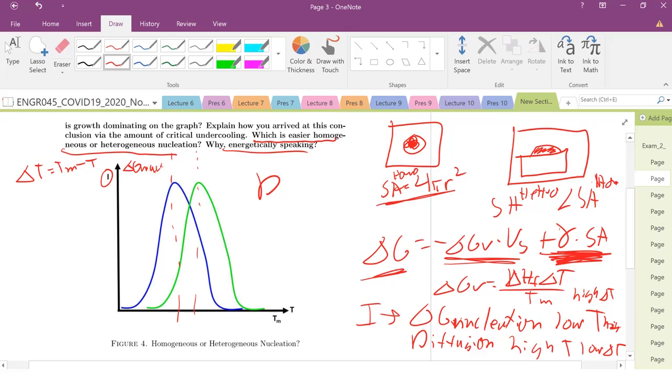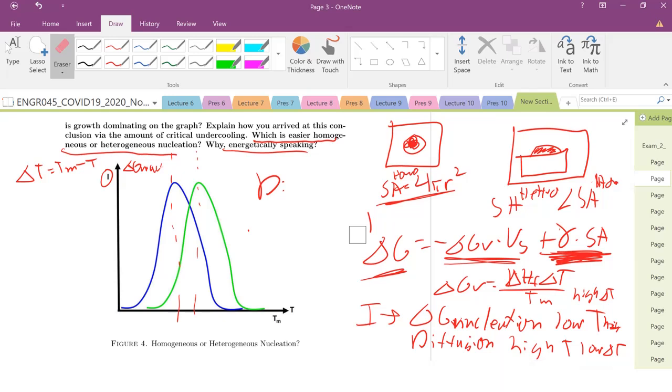So at low temperatures, nucleation dominates because diffusion is Arrhenius with temperature, exponential. Write this out: D equals D naught exponential minus Q over kT. So as temperature increases, the diffusion increases. As temperature decreases, it's going to decrease dramatically. Here is where diffusion dominates. That's where nucleation dominates.